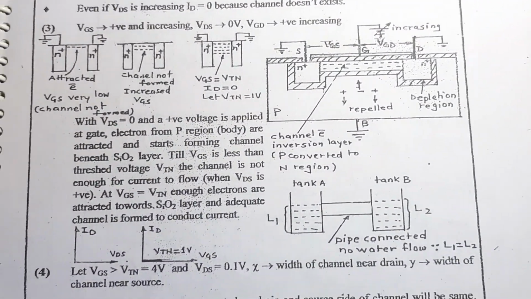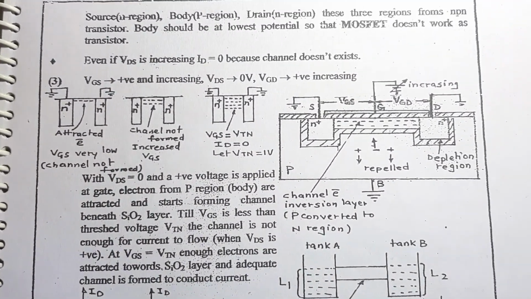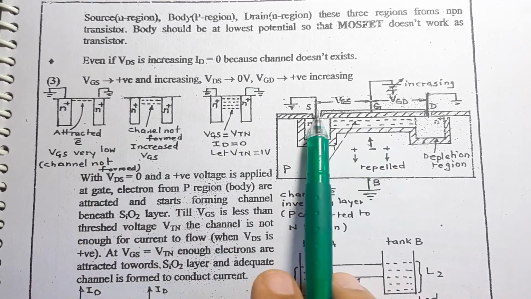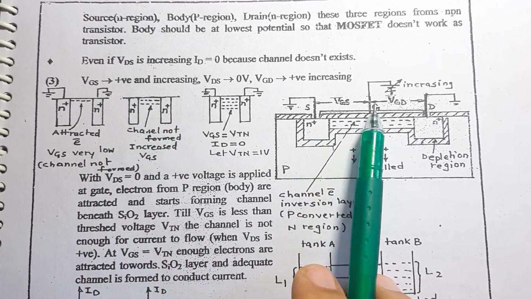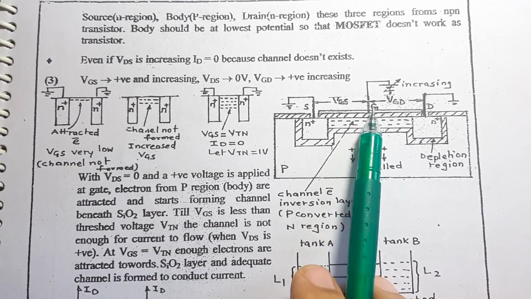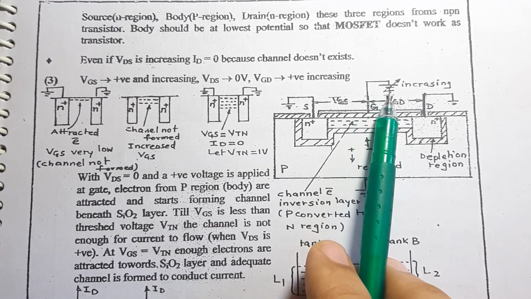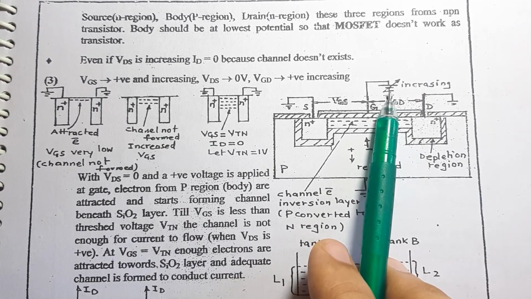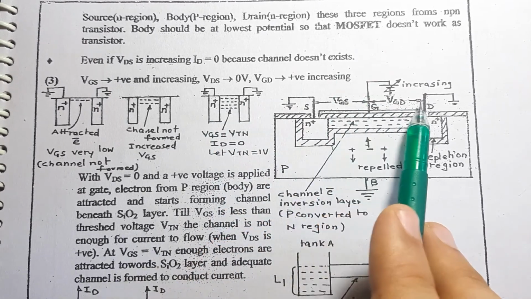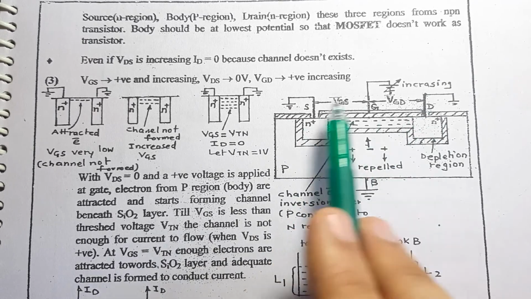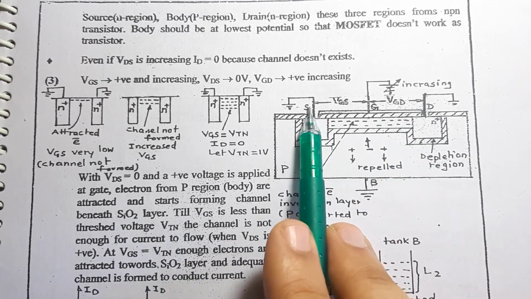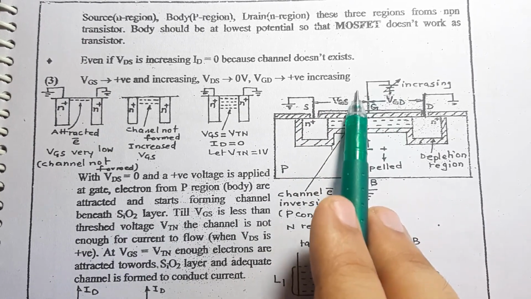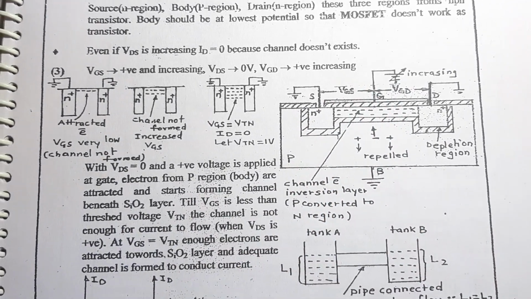Now what did I do? VGS is positive. I kept my VGS at positive. That means I have applied some positive terminal to a battery which is variable in nature, and I have kept it on increasing. Now VDS, the connection between drain and source, is 0 volt, and VGS is positive and increasing over here. Now let us see what happens.